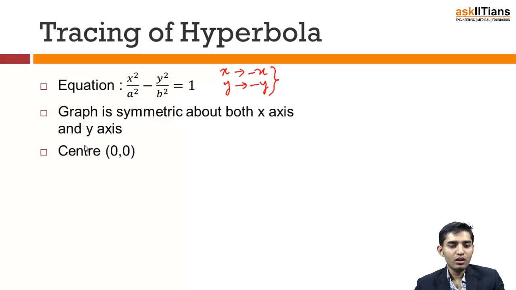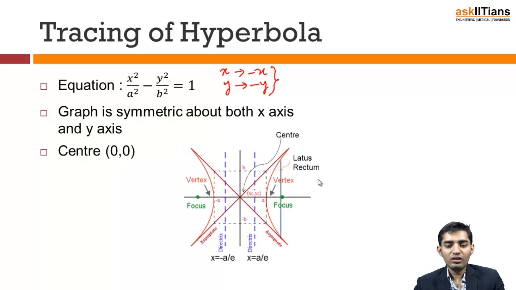If I take the center as 0 comma 0, the center is at origin, so this will be the graph. This point is the center, and these are the two vertices A and A dash that we have already seen. So what will be the coordinates of vertices? Vertices will be plus A comma 0 and minus A comma 0. And what will be the foci? This focus will be AE comma 0 and the coordinate of the second one will be minus AE comma 0.